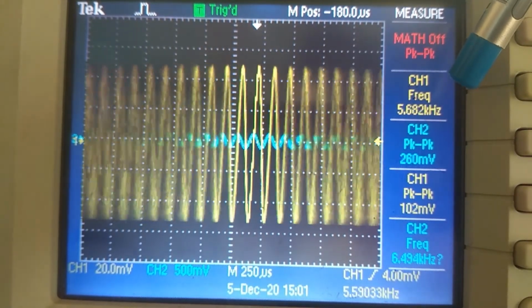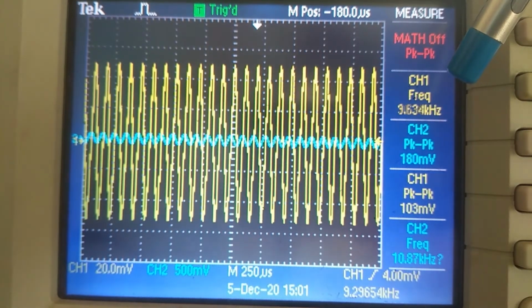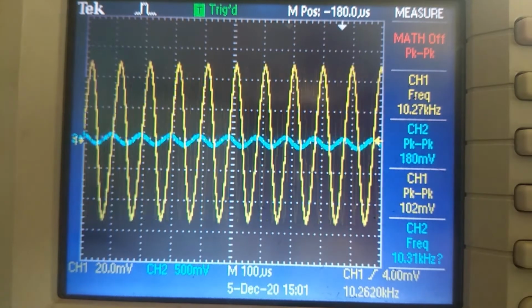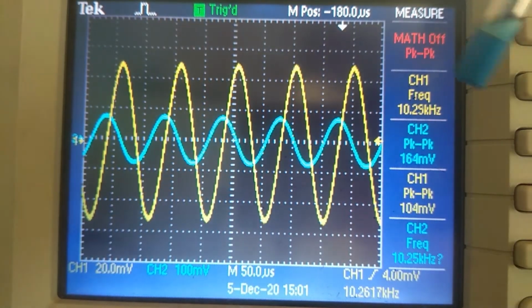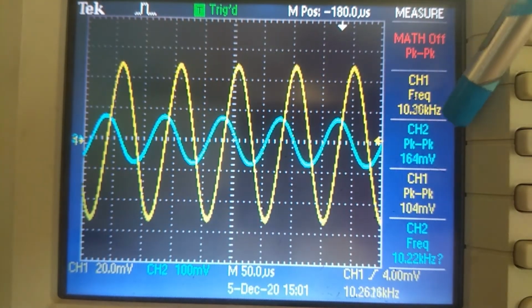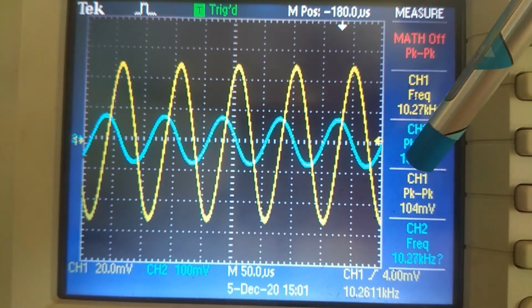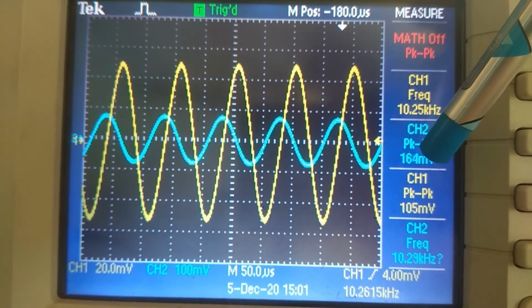Now I will increase to 10 kilohertz. Now it is coming around 200 millivolt. Let me increase this input range. So around 10 kilohertz the output is 160 millivolt. Still it is not equal. Now let me change the scale.